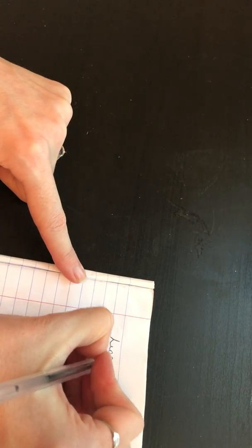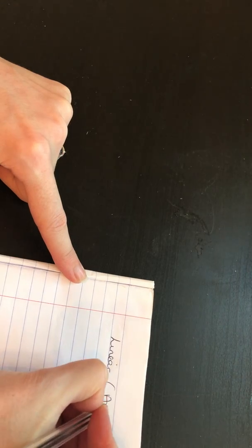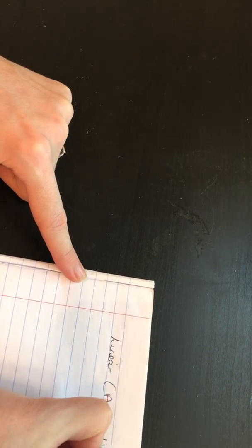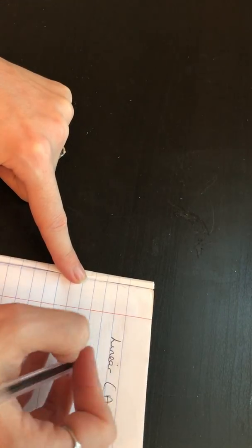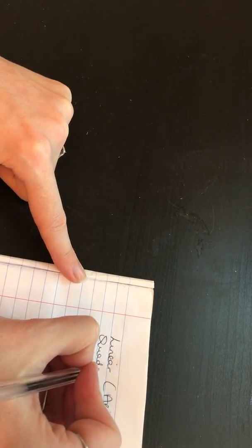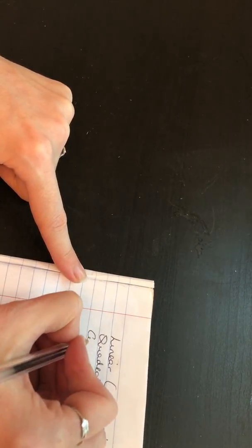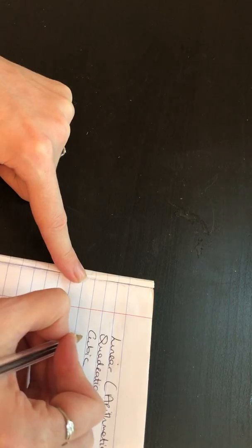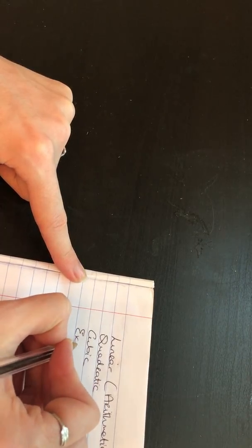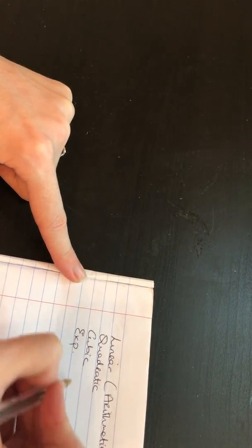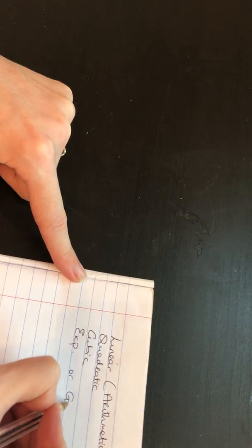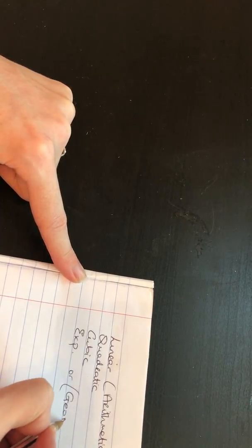So there's linear, also called arithmetic. There is quadratic, cubic, and exponential, also called geometric, probably more often.